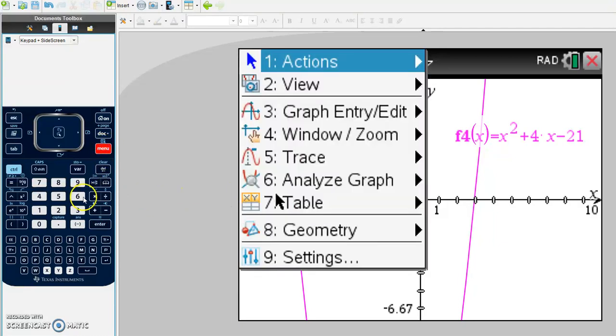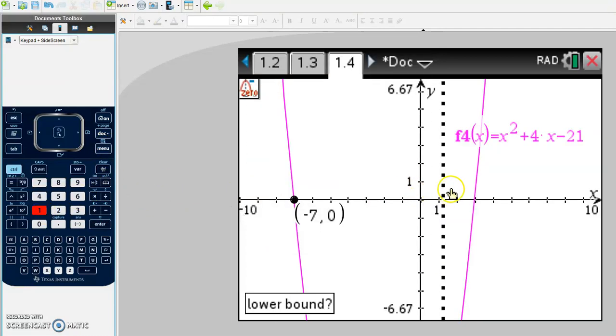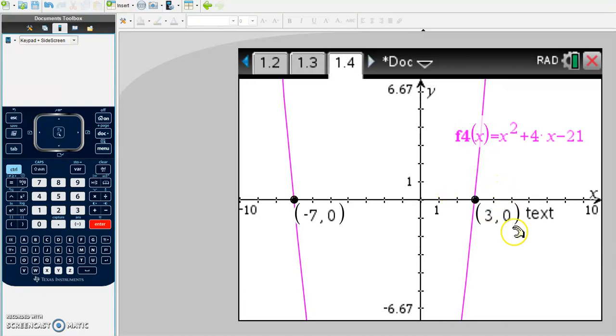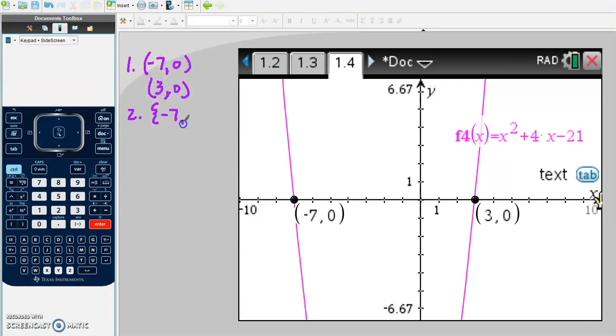Let's do it again. Menu 6-1, dashed line to the left, enter, move it to the right, enter, and there's my second one. So if I write this, number 1 is going to be -7, 0, and also 3, 0. Then remember, the second thing is asking me for the solutions. So the solutions really will just be my x values put inside a pair of braces, not parentheses.